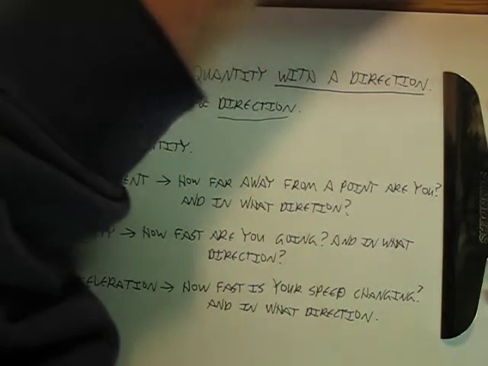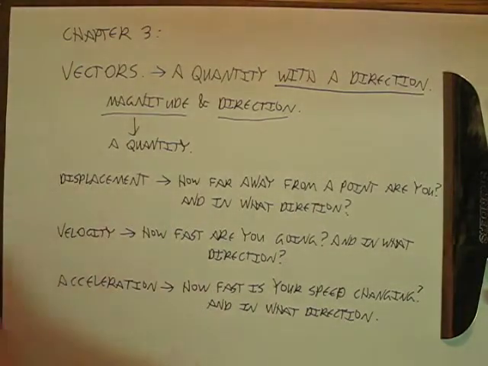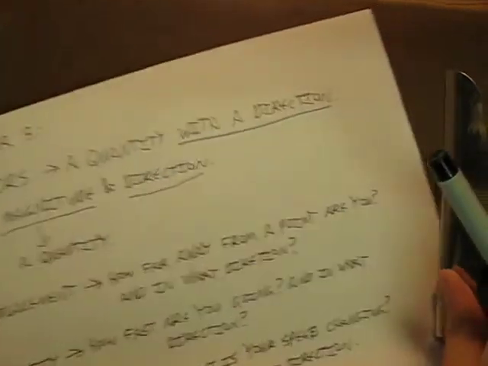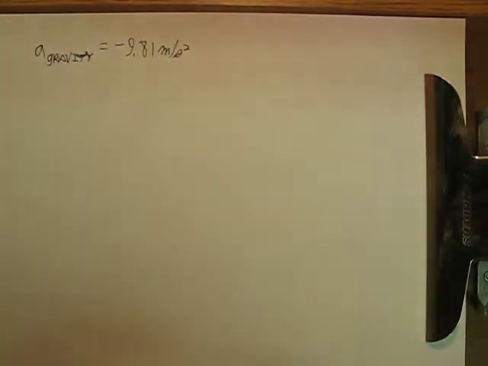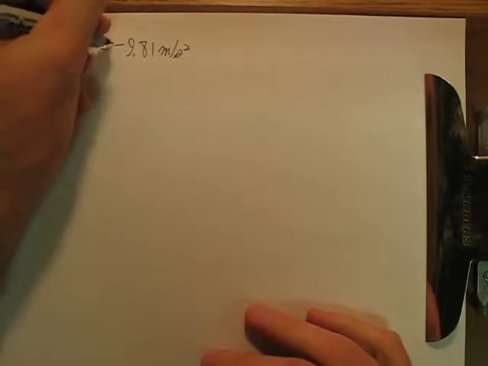Okay, so in the previous thing, we talked about how the acceleration of gravity was always negative 9.81 meters per second squared. Okay? And so that negative meant that the acceleration due to gravity was always down. Down was the direction.